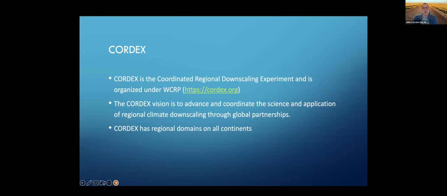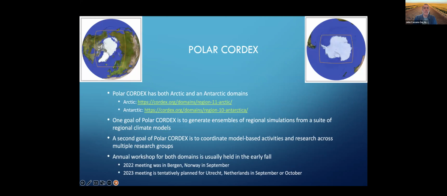All right, so CORDEX, the acronym stands for Coordinated Regional Downscaling Experiment, and this is organized under WCRP, and then the link there can get you more information. And really the vision for CORDEX is coordinating science and application of regional climate downscaling internationally. And CORDEX has regional domains on all continents. Of relevance for us today is that Polar CORDEX has domains both in the Arctic, the top left, and the Antarctic, the top right maps. And you can find more information about the domains at the two links that I have on this slide.